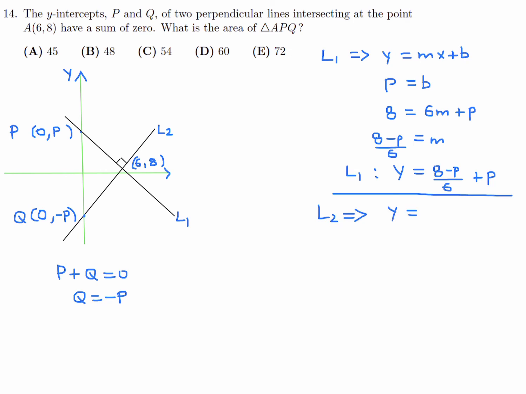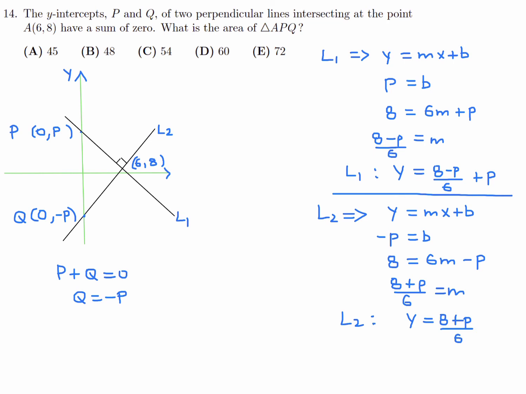So now do the exact same thing for L2. L2 again is going to be of the form y equals mx plus b. We can now plug in that point, and when we do, we get minus p is equal to b, and then plug in this point, since that's also on that line, and that means 8 is equal to 6m plus b, but b is minus p. Solving for this, we get (8 plus p) over 6 is equal to m. So therefore, the equation of L2 is y equals ((8 plus p) over 6)x minus p. And of course, we've got to put in the x's there. Can't forget those.